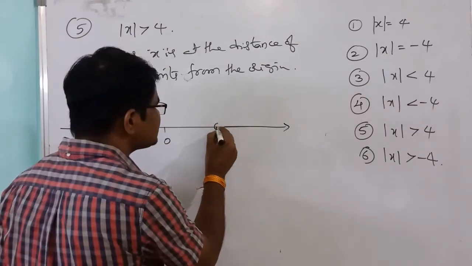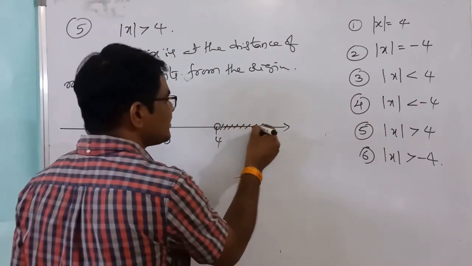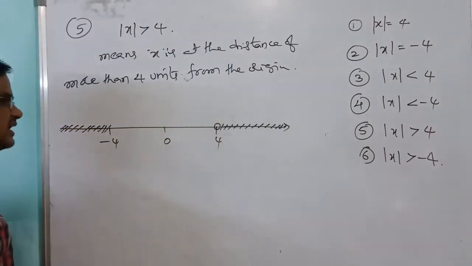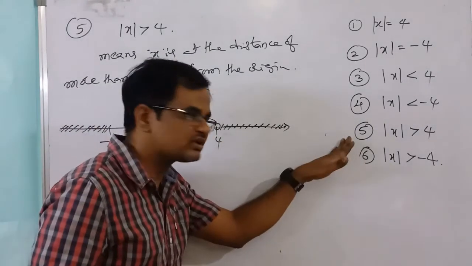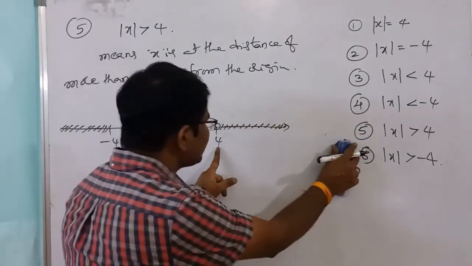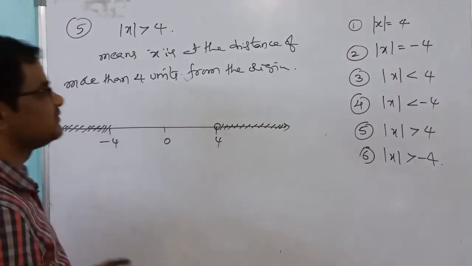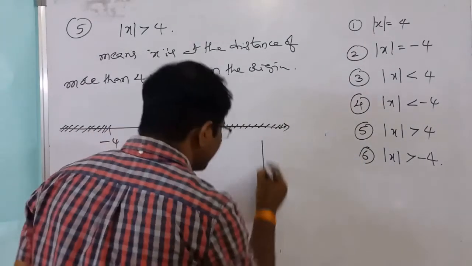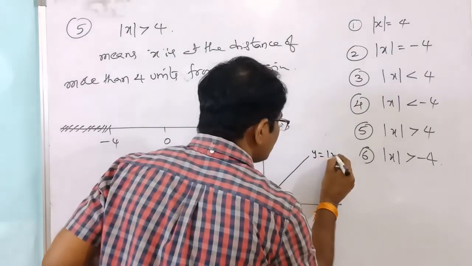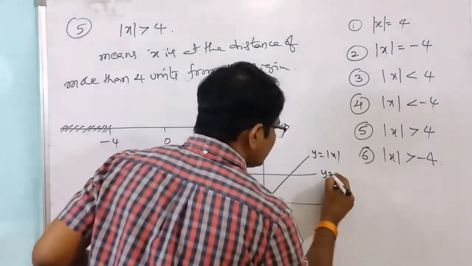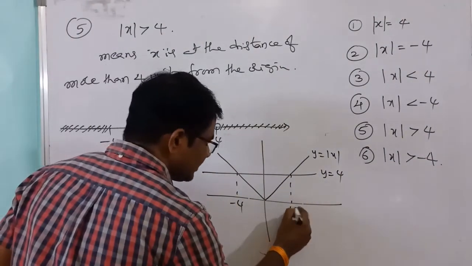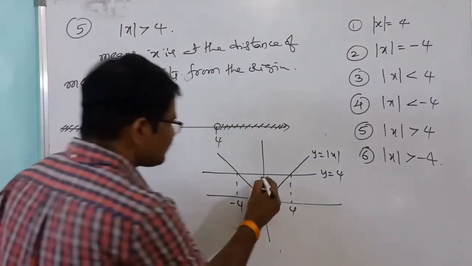More than 4 units means here, except 4, these are the values. Means x is located at what? More than 4. Means here and here. Because here to here, what is the distance? Here to here also you will get the same thing. Suppose if you take the same thing like this, this is y equal to mod x. Here is the y equal to 4 line. So it is intersecting at -4 and here +4. So here 4 is there.